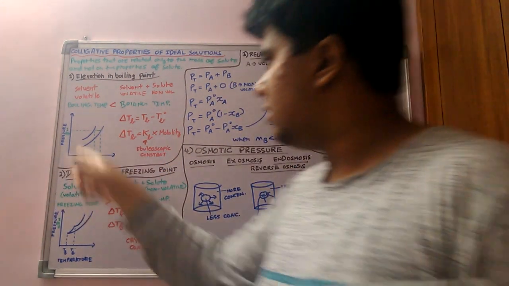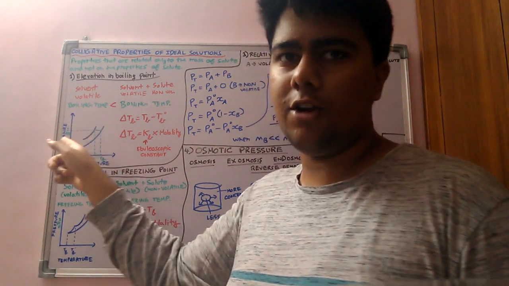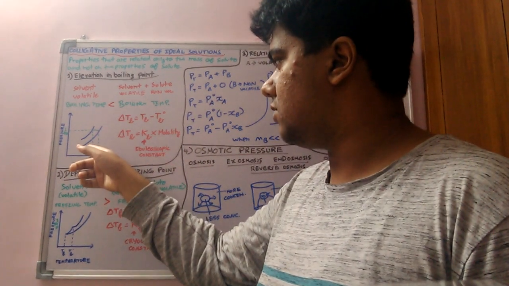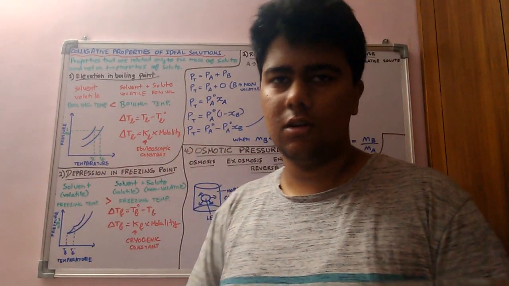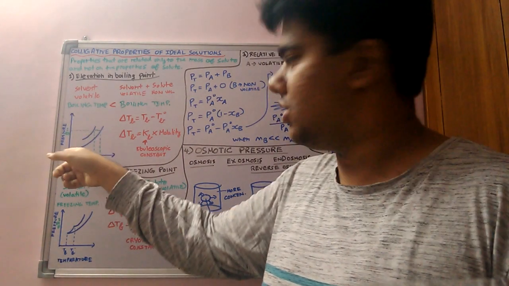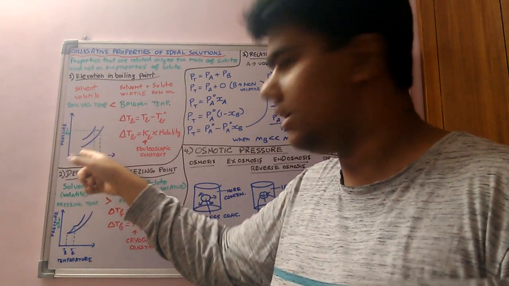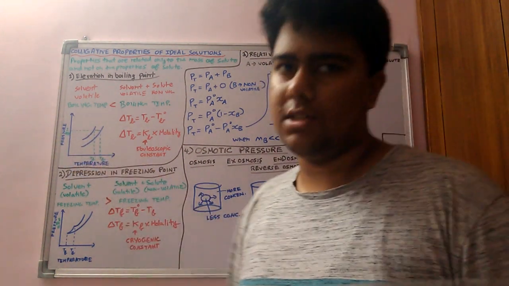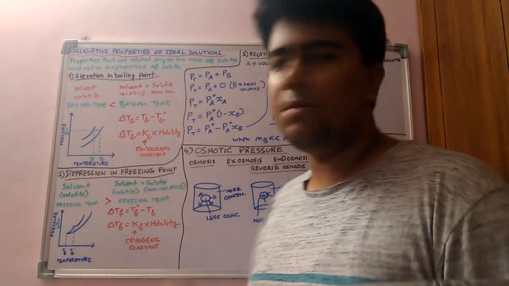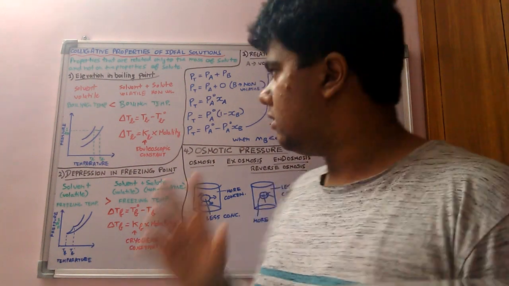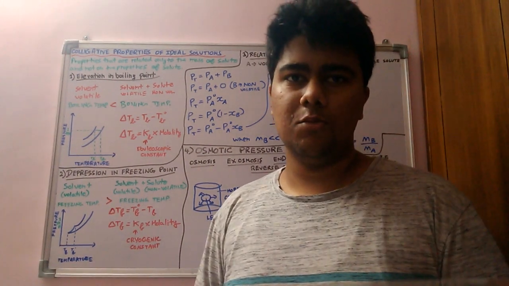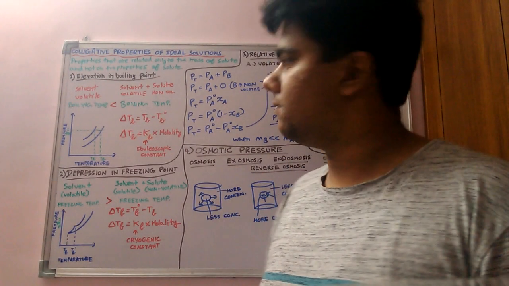This graph tells us here. This curve is for the solvent only, and this curve is for the solvent and solute. On the y-axis we have atmospheric pressure. See, this is 1 atm, and on the x-axis we have the temperature. This is TB naught. TB naught is the boiling point of just the solvent. TB is the boiling point of this solvent plus solute.